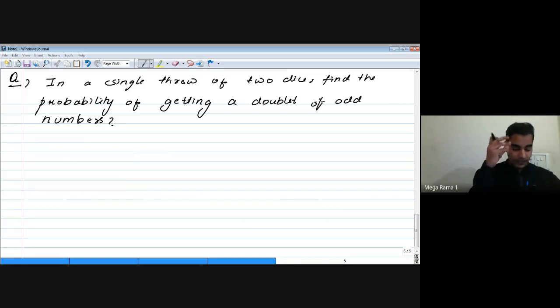No, the probability can never be greater than 1. I mentioned this. Probability always lies between 0 and 1.